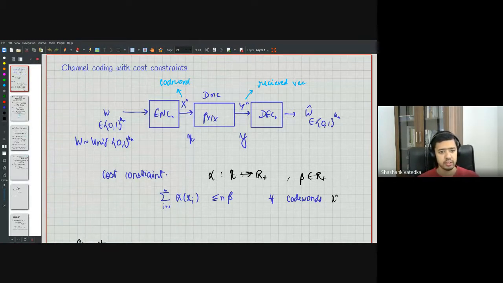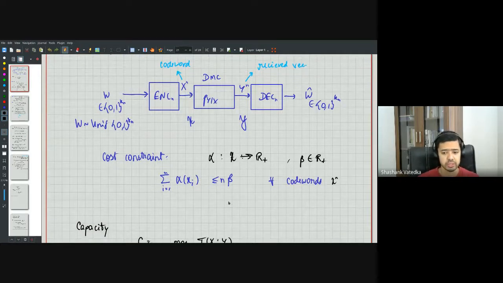Let's get started. In the previous class, we were looking at channel coding with cost constraints, and I proved the achievability part of the channel coding theorem for a channel where you have an input cost constraint. The goal was to transmit a message reliably across the channel under the constraint that the summation over i going from 1 through n of alpha of x_i should be less than or equal to n times beta. So this is the cost constraint, which is similar to a power constraint that you might have to satisfy in some particular channel.